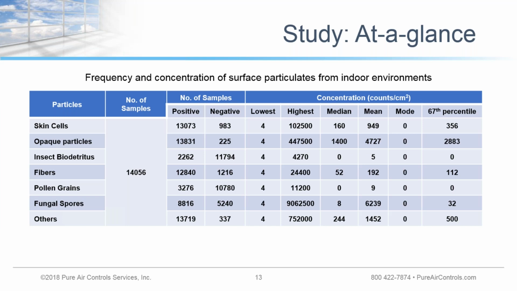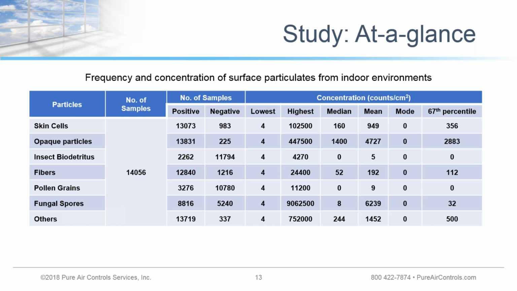The median value of these particles is 160. The mean value is 949, and the 67th percentile is about 356. What it means is that about one third of the buildings contain or reflect 356 skin cells per centimeter square, and that number is obviously the third largest number when I compare it with the other category which I have put for the opaque particle.